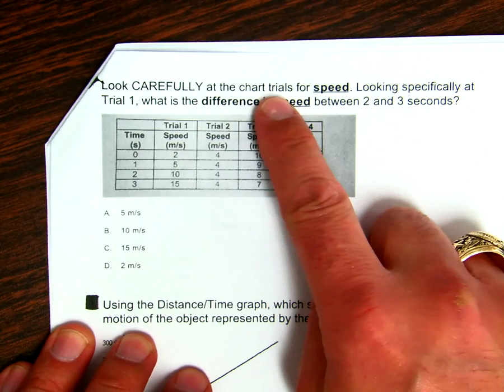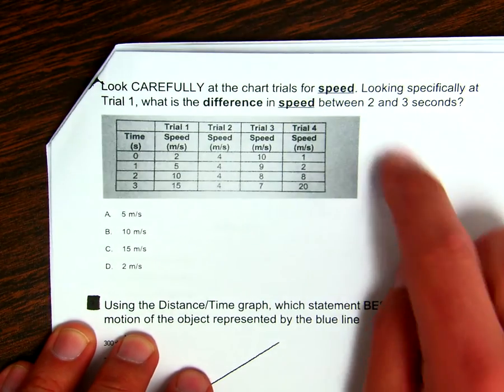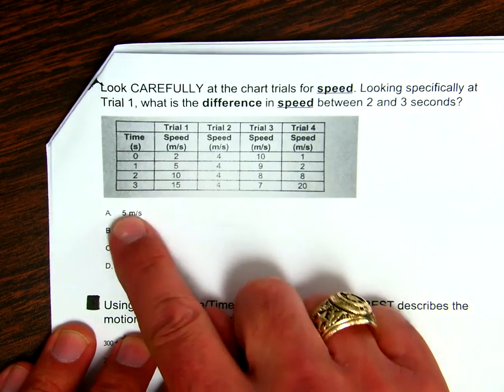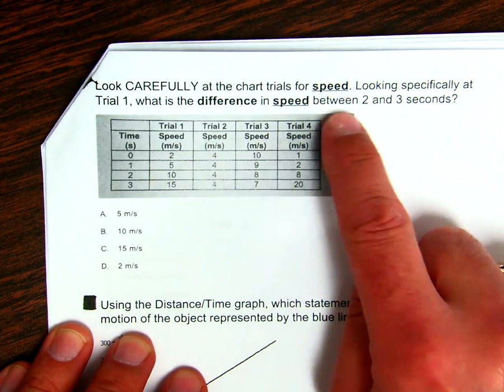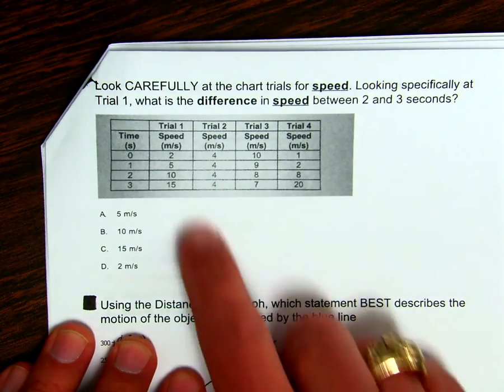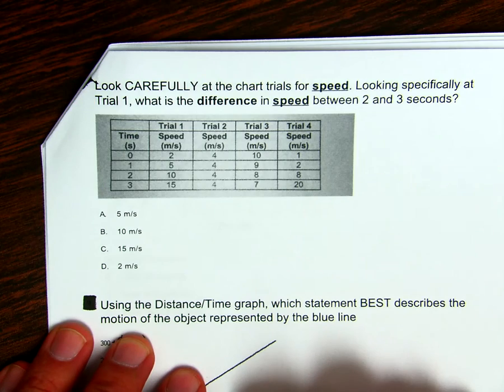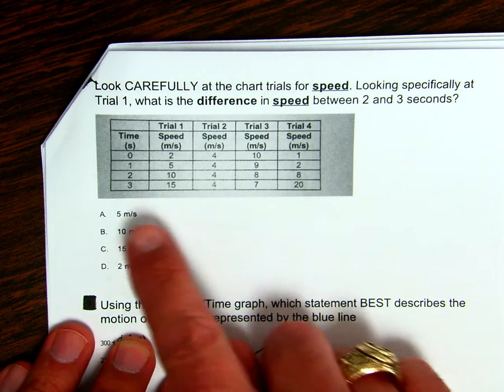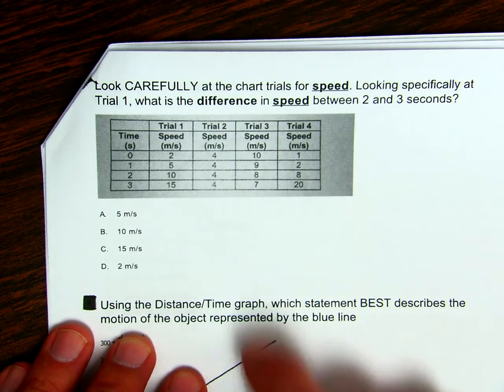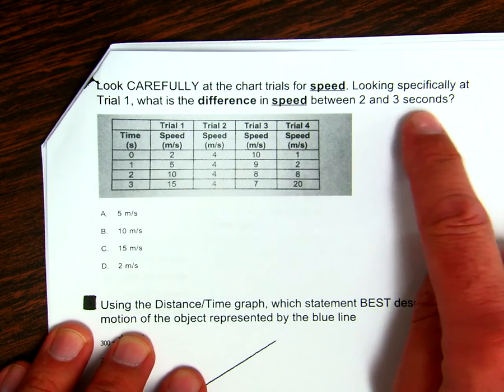Look carefully at the chart trials for speed. Looking specifically at trial 1, what is the difference in speed between 2 and 3 seconds? So notice there's 4 trials. You have a chart of information here. What is the difference in speed between 2 and 3 seconds?